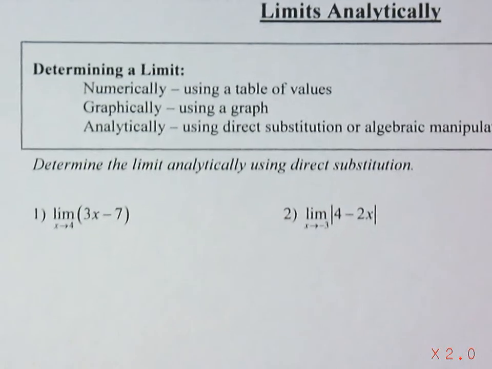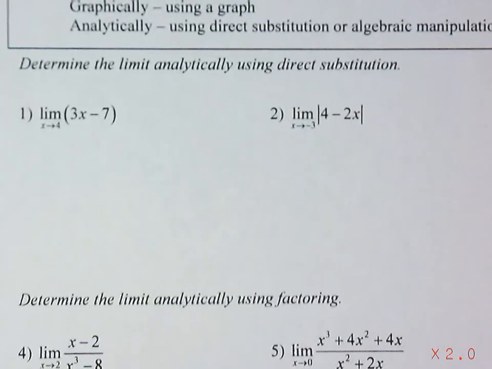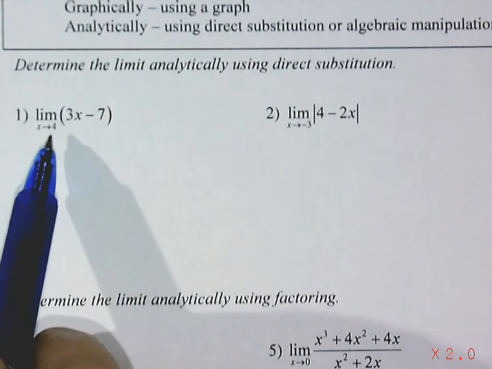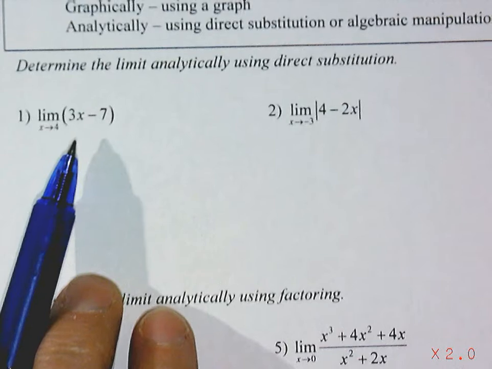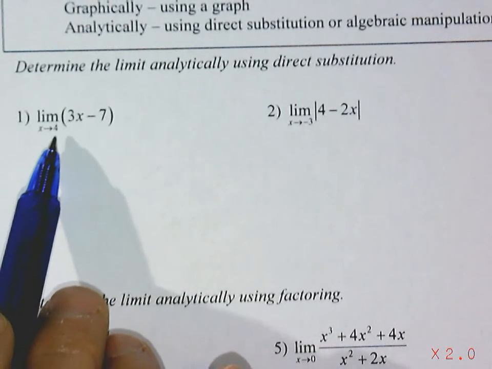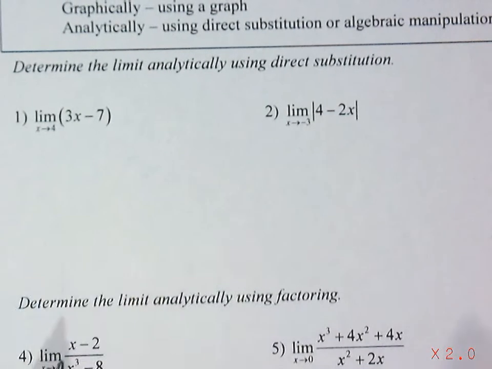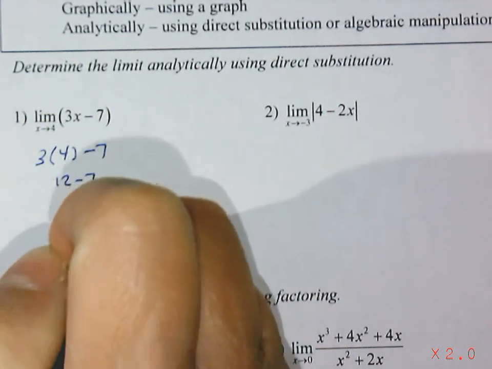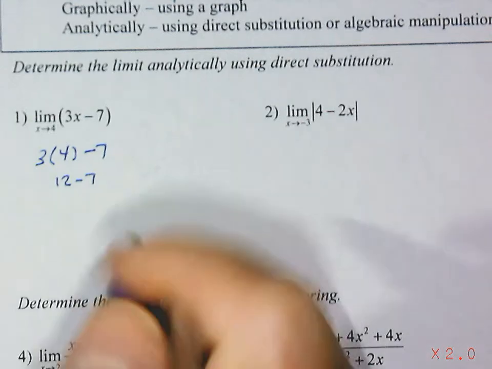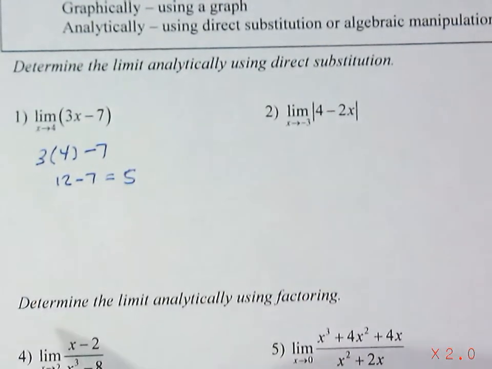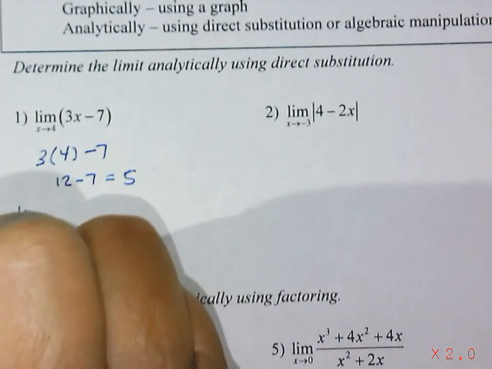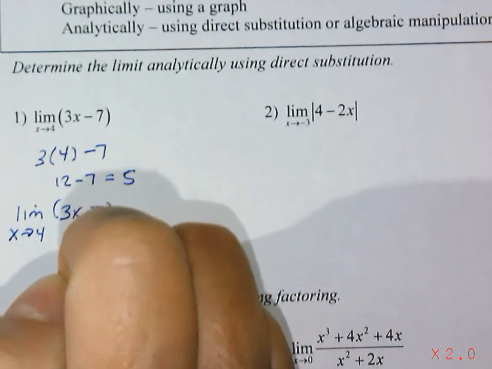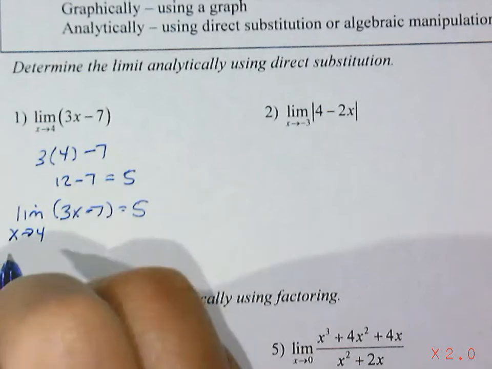So the first limit I want to find, and I'm going to use direct substitution, is the limit as x approaches 4 of 3x minus 7. So what I'm going to do is I'm just going to plug 4 in for the variable x. So I have 3 times 4 minus 7, which is 12 minus 7, equals 5. So I have the limit as x approaches 4 of 3x minus 7 equals 5.